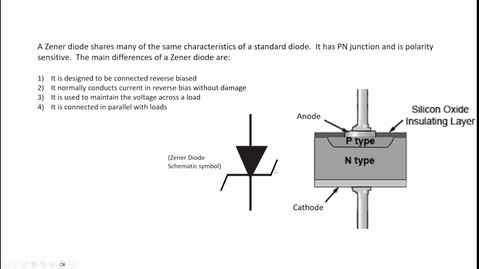You'll notice the Zener diode schematic symbol has these 45-degree lines that come off it, and that means that it can actually conduct current in both directions. What I mean by that, it's normally used in a reverse bias connection, and current will only flow through it at a certain point. If you put it forward biased, the Zener diode would act as a normal diode. However, that is very rare to see in practical application.